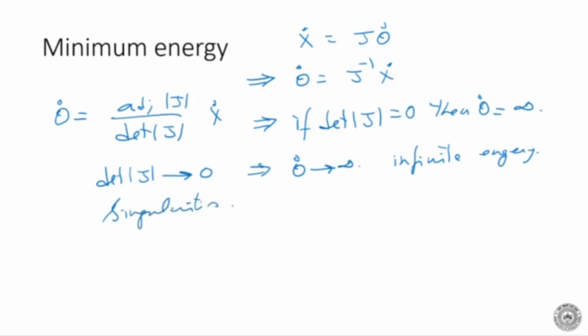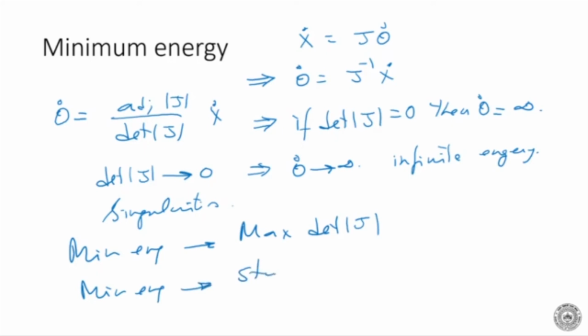So it serves two purposes. Number one is if you want to find the minimum energy requirement. Minimum energy would mean maximize determinant of J directly, right? So that gives us one way. The other is, minimum energy means stay far away from singularity. The nearer you come to a singularity, the more your energy requirement will go up, and finally it will go to infinity. So it serves these two answers of minimum energy: first you maximize the determinant, and then you can minimize the energy also by staying away from singularity.